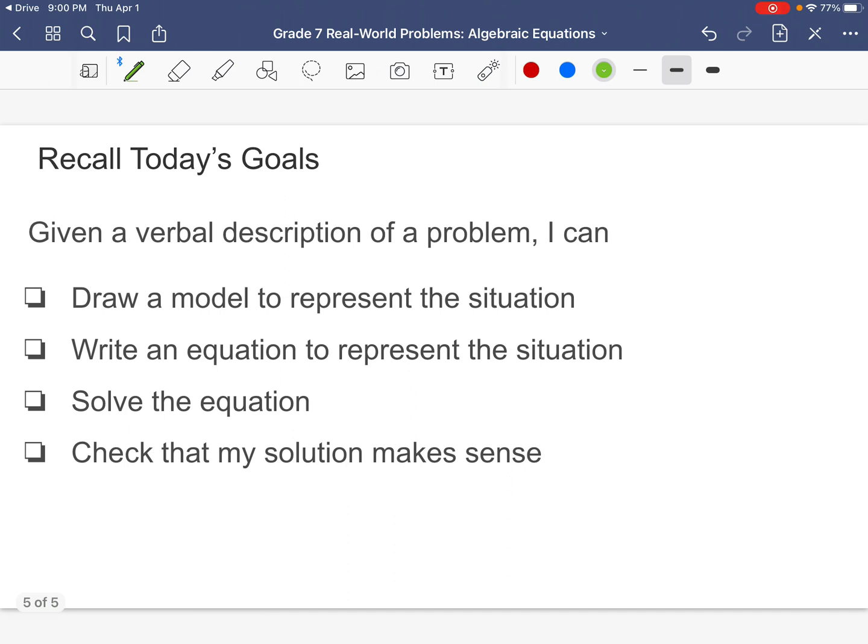So today you saw how to draw a model to represent the situation, how to write an equation, how to solve it, and how to check that your solution makes sense. And that's the end of today's lesson.